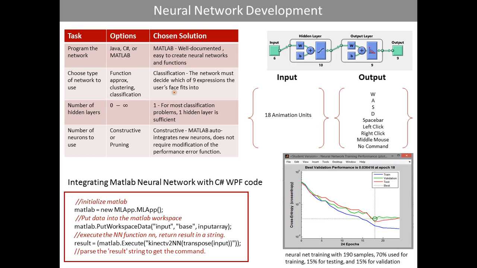It's a classification neural network. The neural network takes in the 18 animation units and outputs the 9 different commands that the interface can execute. It has 3 layers, with 10 neurons in the hidden layer, and I had to arrive at this through an experimental process.